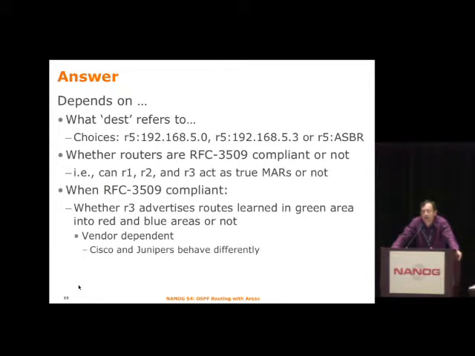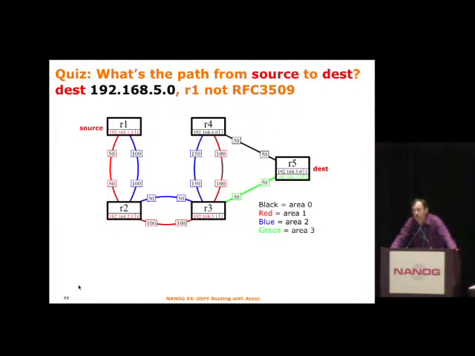It also depends on whether the routers are RFC 3509 compliant. And if they're RFC 3509 compliant, it depends on whether they're Cisco or Juniper routers at least, because they behave differently. In particular, when you have a multi-area router, it depends on whether they advertise local prefixes or not. So now we can go through the various depends.